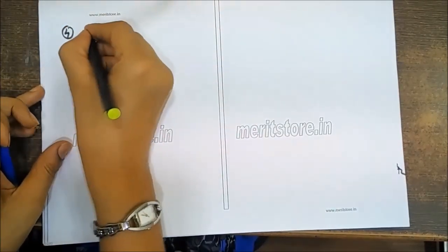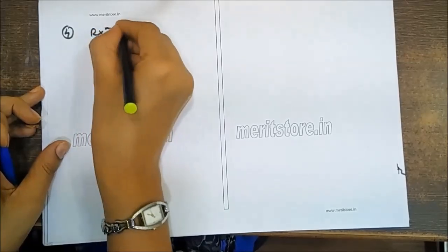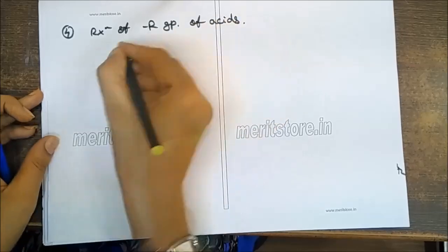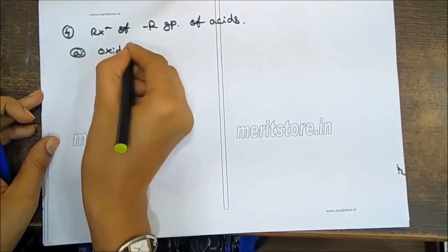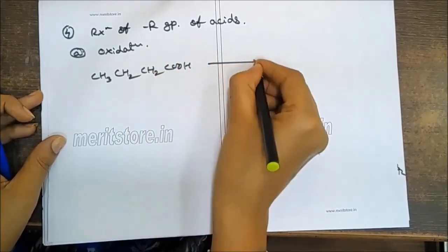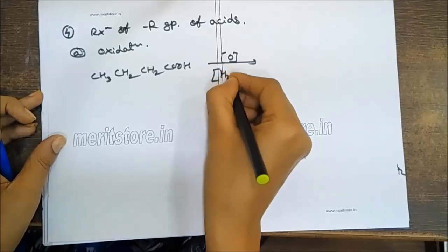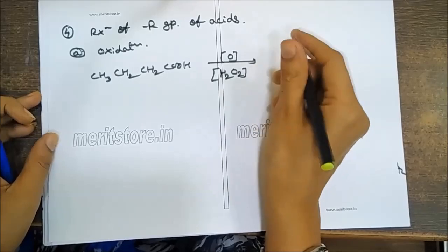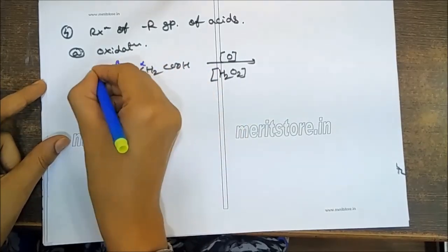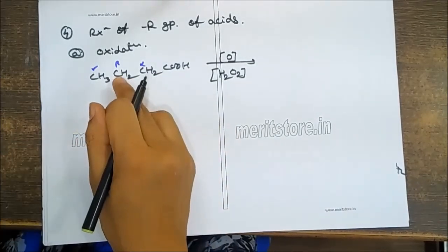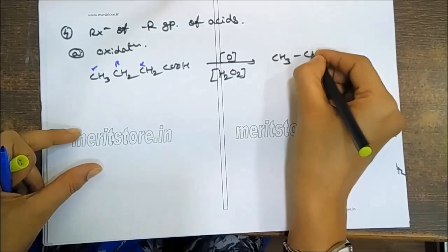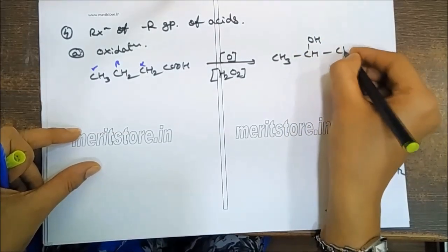Now the fourth type is reactions of the alkyl group of acids. First is oxidation. Oxidation is done in presence of hydrogen peroxide and the alkyl group present at beta position is oxidized. This is our alpha, this is beta, and this is gamma. So the alkyl group at beta position is oxidized and we get a substituent alcohol group.